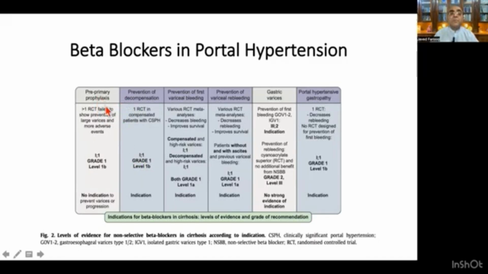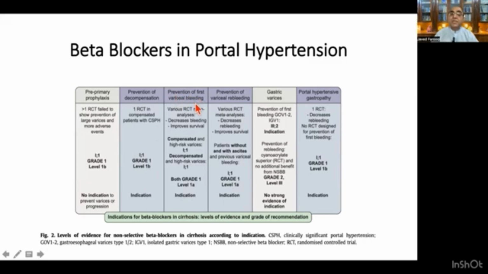For pre-primary prophylaxis, more than one randomized controlled trial failed to show prevention of large varices and showed more adverse events. So beta blockers are not indicated to prevent varices or their progression. So this is what the data shows. In the prevention of decompensation, there is one randomized controlled trial in compensated patients with clinically significant portal hypertension, and it has shown that they are indicated to prevent decompensation.